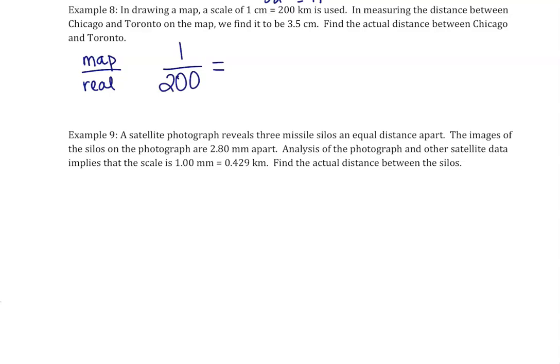So 1 to 200. And then on the map, and this is why I have to write this out, the map goes up in the top. That's 3.5. I need the actual distance. So let's cross multiply. We get x equals, it's just 1x, so I can leave off the 1. 200 times 3.5 gives me 700, and that's all I need. The distance between these two cities is actually 700 kilometers.